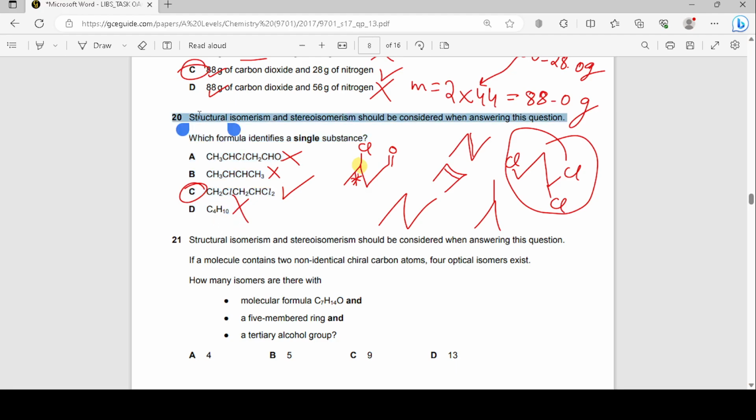Wait, wait, because the question said which formula identifies a single substance, right? So technically, this one, CH3CHClCH2CHO, this is the formula, right? So I've drawn out the formula, and in that formula, if you have structural isomers, then they have the same molecular formula but different structural formulae. But if you have stereoisomers, then they have the same molecular formula and structural formula.